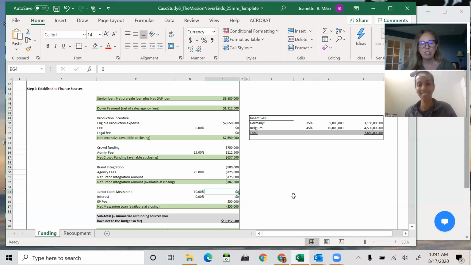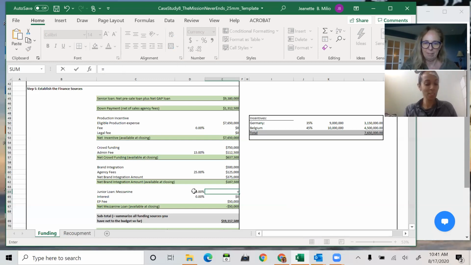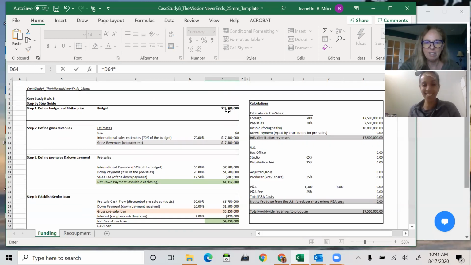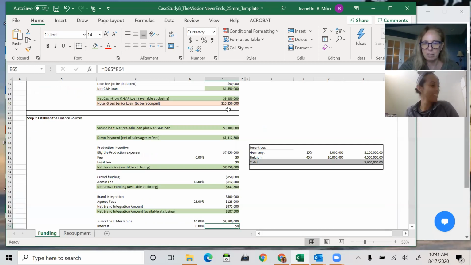You're doing good. So tell me what my mezzanine loan is. I think it's 10% of the budget. So how much would that be? 10% of 25 million? Yeah. Is 2.5 million. Okay, so let me put that in here. I still need to check my numbers on that. That's okay.